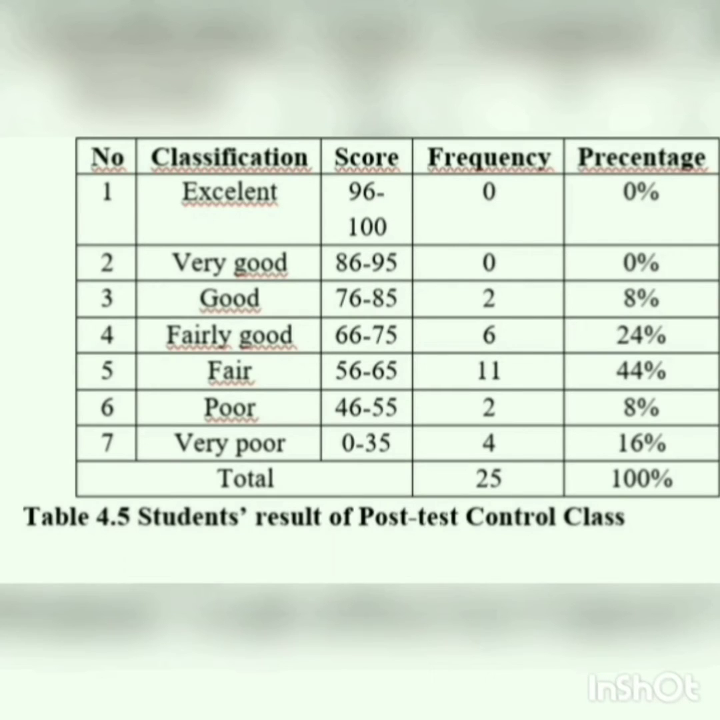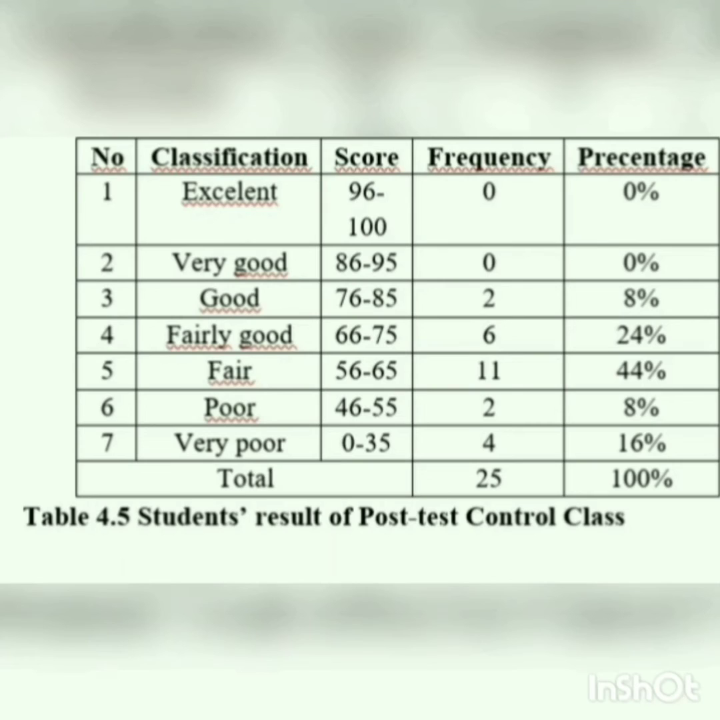Table 5, student result of the post-test in the control class. Here we will explain the classification, score, frequency, and percentage. The first, classification excellent, score 96 to 100, frequency 0, percentage 0%. And the second, classification very good, score 86 to 95, frequency 0, percentage 0%. And the third, classification good, score 76 to 85, frequency 2, percentage 8%.